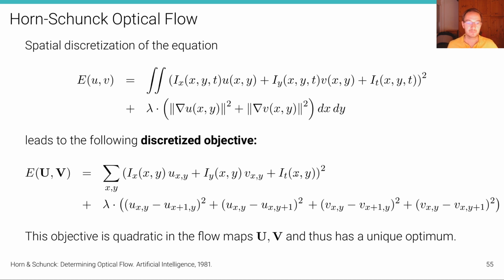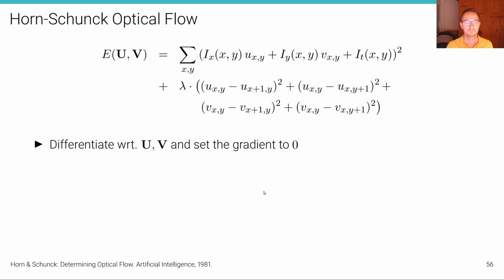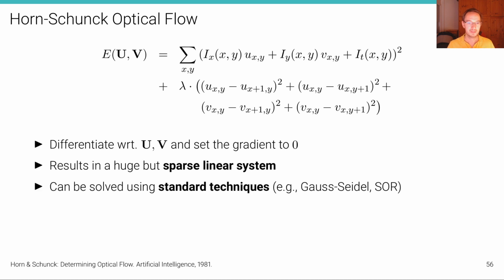Now this objective is quadratic in the flow maps u and v, and therefore has a unique optimum. So it's simply a very, very high dimensional parabola, if you will. We can differentiate with respect to u and v and set the gradient to 0 in order to recover the solution. This results in a really huge, but luckily sparse linear system. And so we can solve it using standard techniques like Gauss-Seidel or successive over-relaxation.